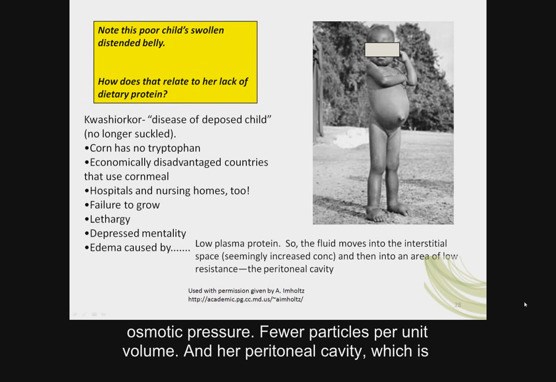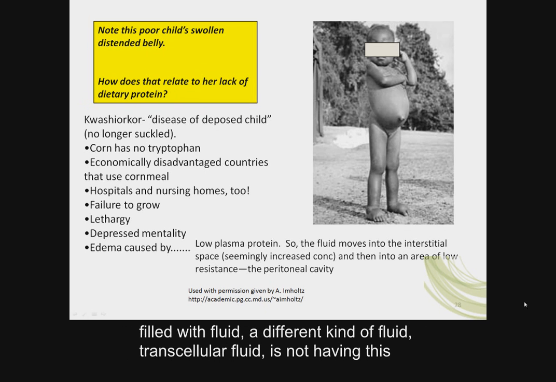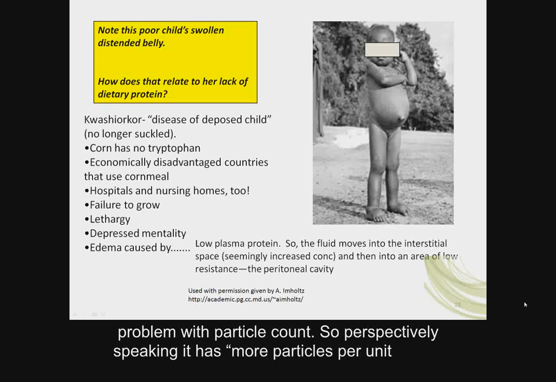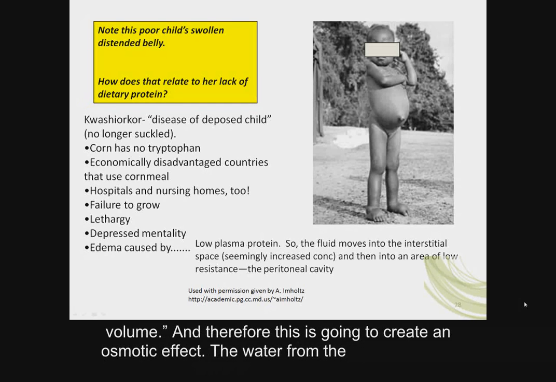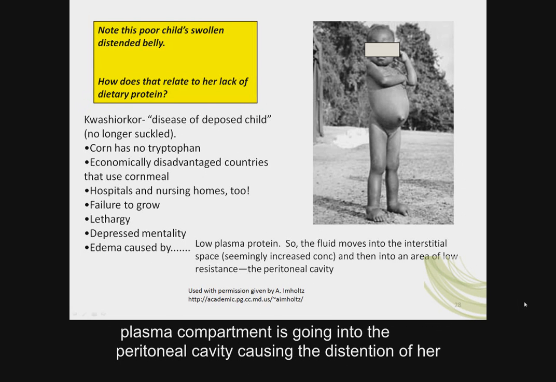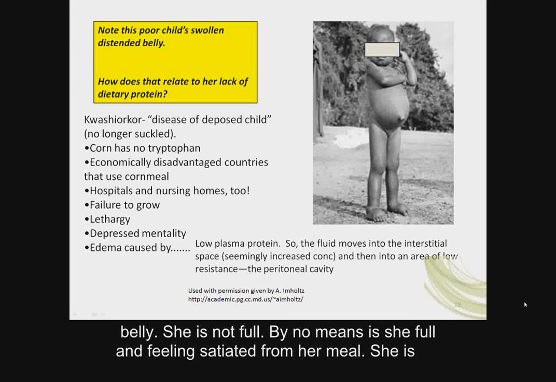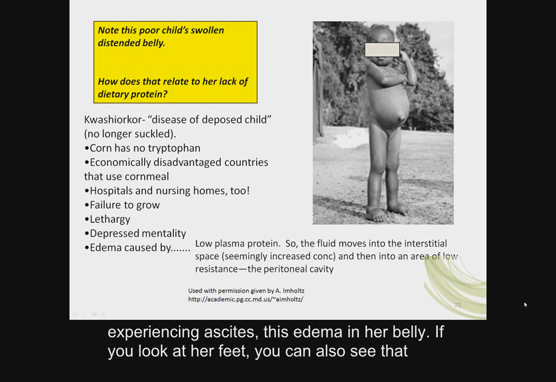That means her blood plasma compartment has a reduced osmotic pressure, fewer particles per unit volume. And her peritoneal cavity, which is filled with a different kind of fluid, transcellular fluid, is not having this problem with particle count. So prospectively speaking, it now has more particles per unit volume compared to the plasma. And therefore, this is going to create an osmotic effect. The water from the plasma compartment is going into the peritoneal cavity, causing the distension of her belly. She is not full. By no means is she full and feeling satiated from her meal. She is experiencing ascites, this edema in her belly.